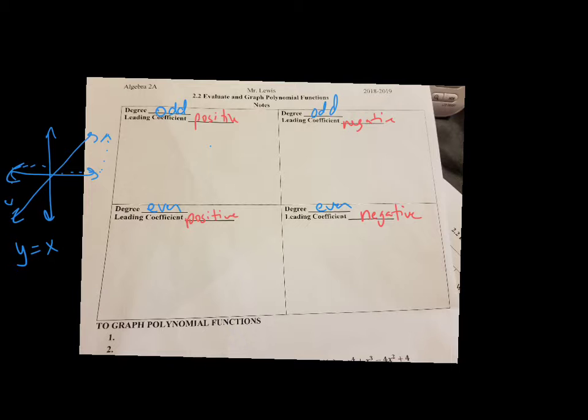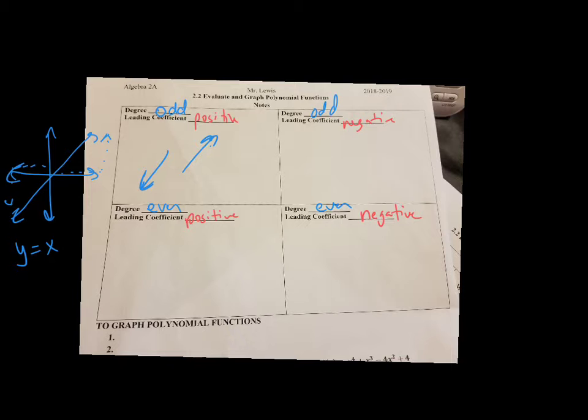So the graph is going to go down and to the left and up and to the right. So basically what we're going to do is, once we make an XY chart and plot our points, I'm going to put these arrows at the end of the graph. It's really simple.